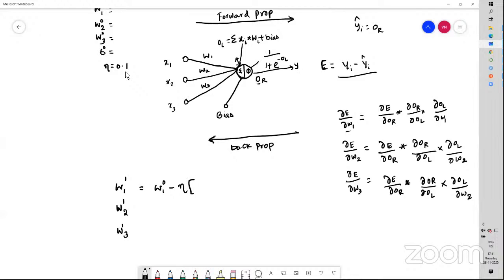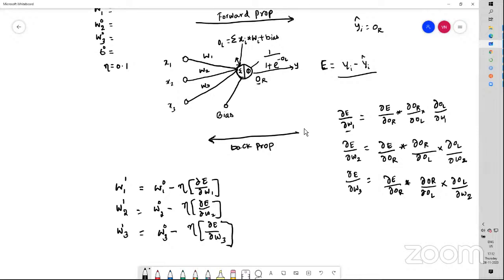For updating the weight W1, we need to use the gradient dou E by dou W1, and for W2 at 0 minus eta times dou E divided by dou W2, and W3 at 0 minus eta times dou E divided by dou W3. We will put all of this in a loop because we don't know how many iterations we have to run.